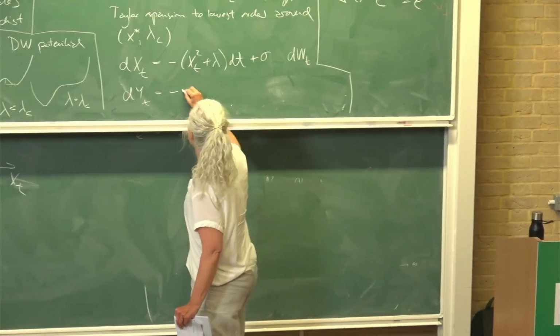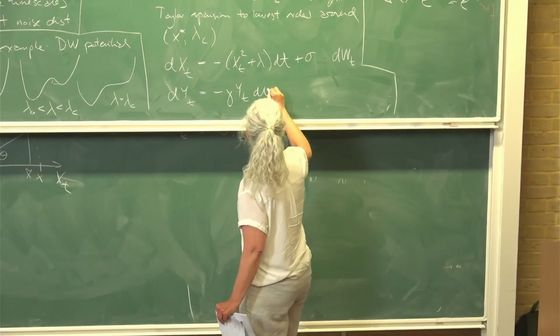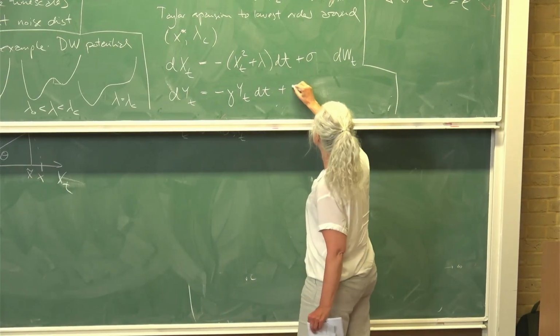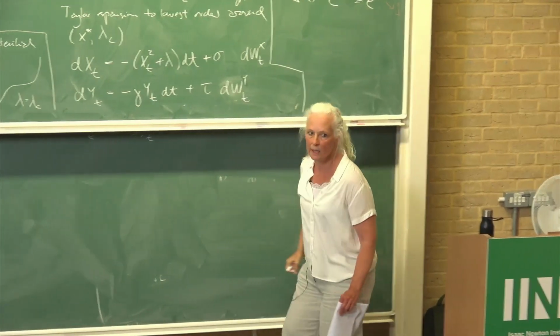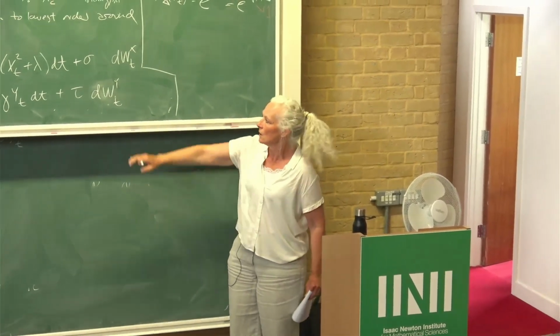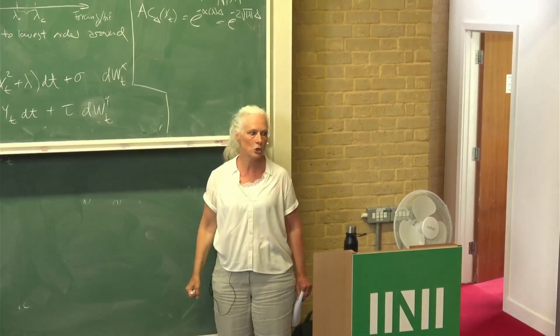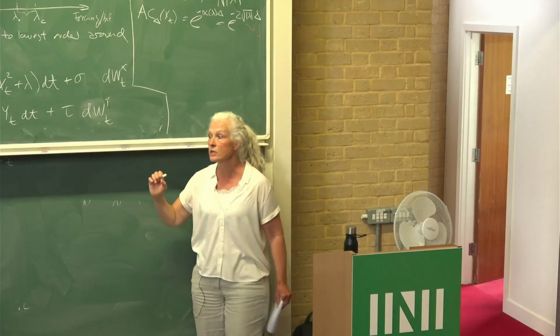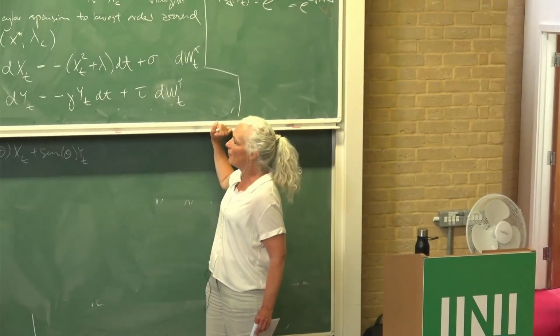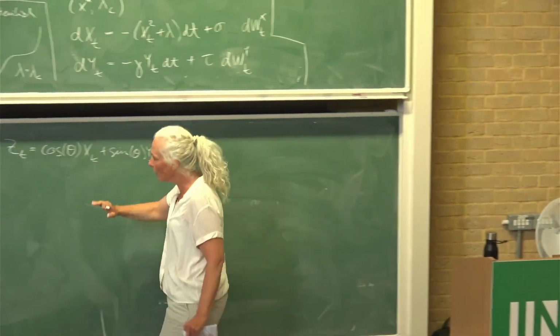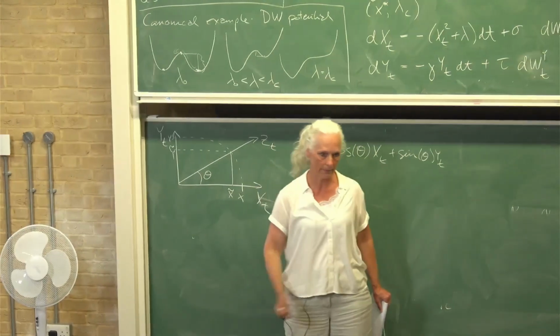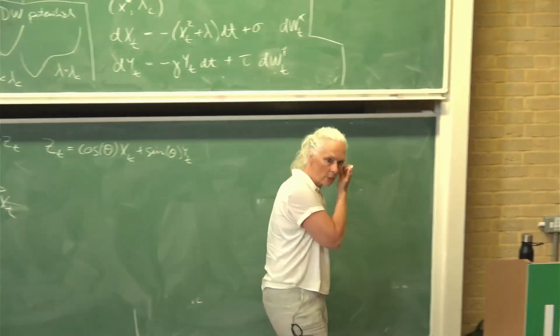So that is just minus gamma y of t dt plus, let's say, tau dwt, and these are two different ones, okay, x and y. So I have these two independent components. Usually, of course, they will not be independent, but now I have placed my coordinate system such that they are independent. And it's just to look at what will happen.